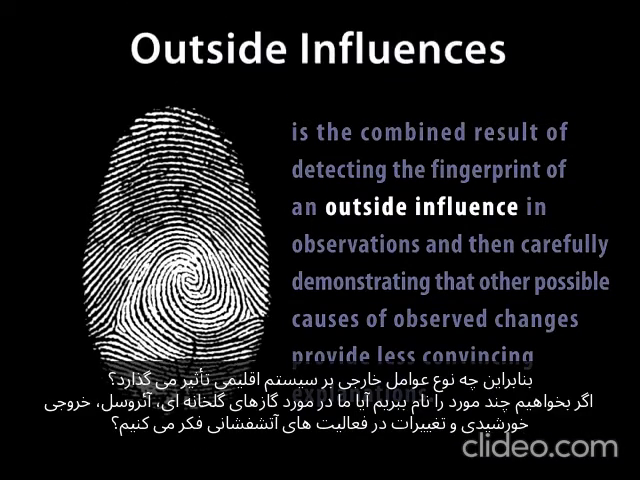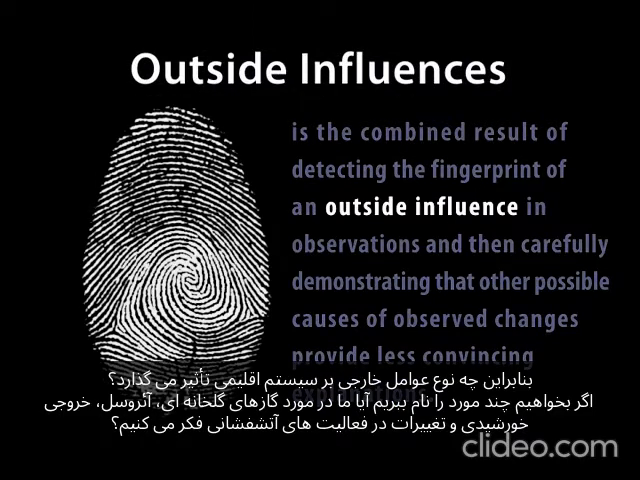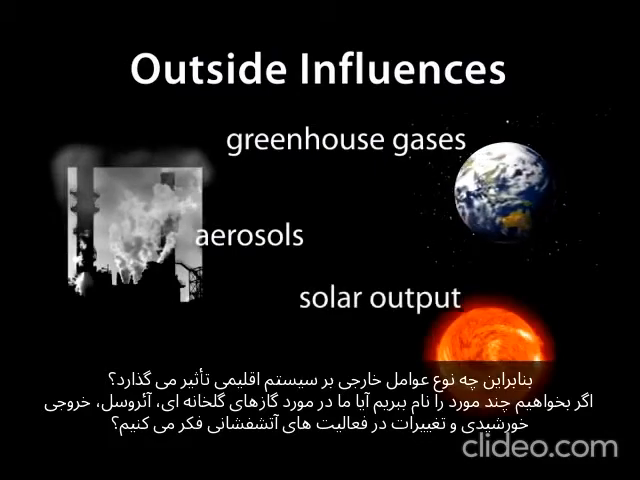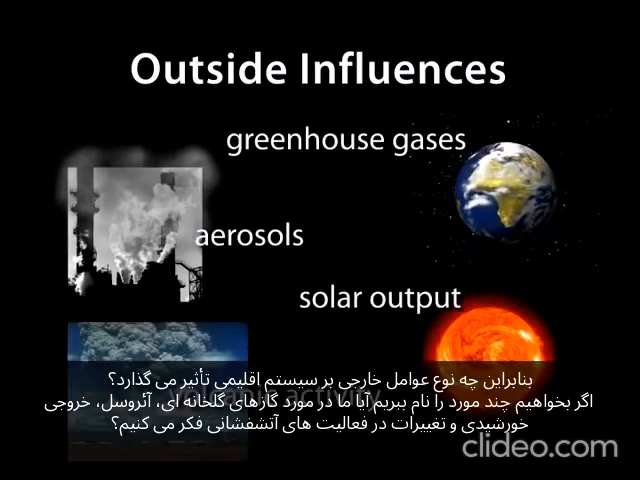So what kinds of outside influences on the climate system are we thinking about? Greenhouse gases, aerosols, solar output, and changes in volcanic activity, to name a few.